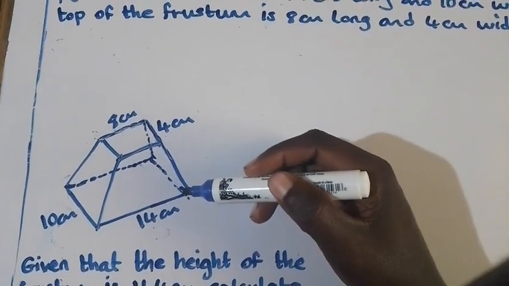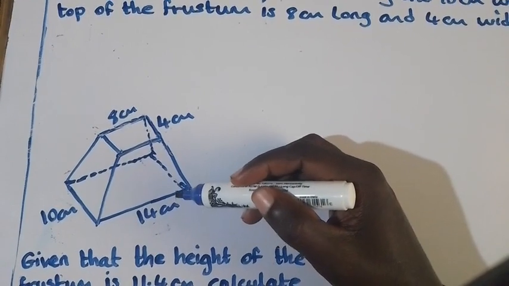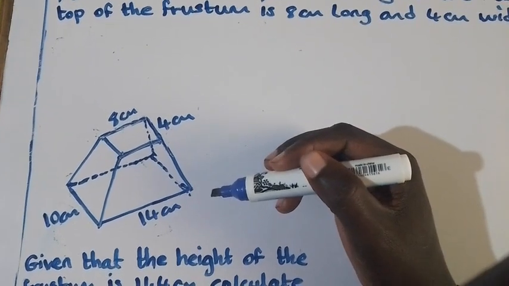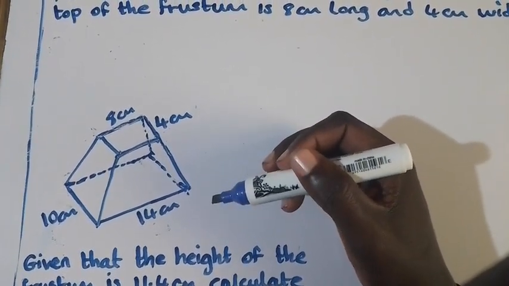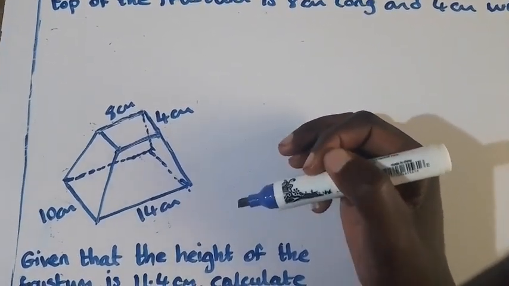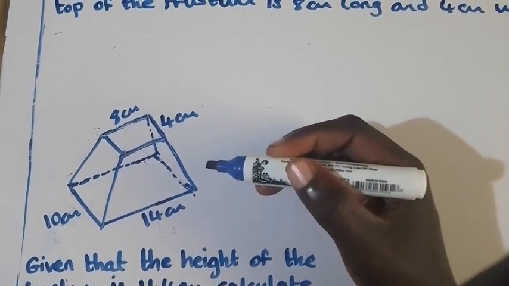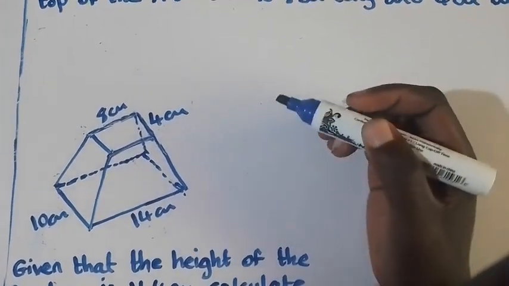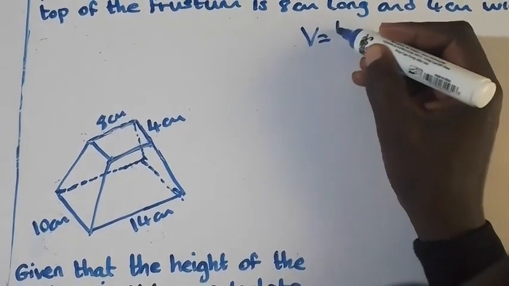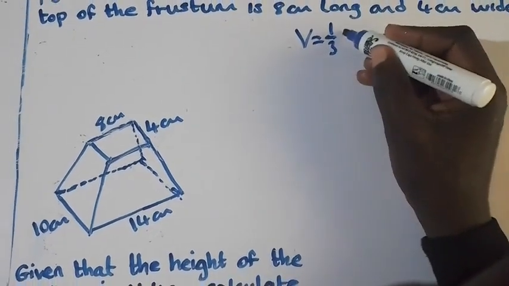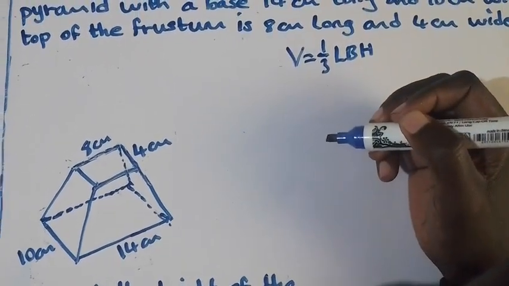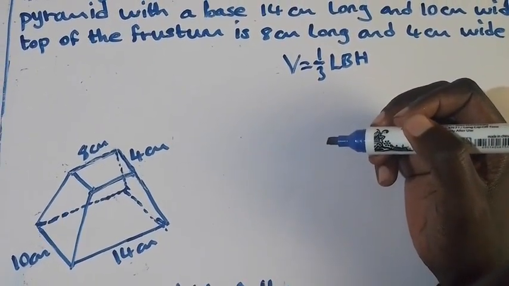So this frustum we have here is a rectangular base frustum. For the rectangular base frustum, we need to know its original shape. So it came from the rectangular base pyramid. Now how do we calculate the volume of the rectangular base pyramid? It is calculated by V equal to 1 over 3 L times B times height. So that's the formula we should apply.